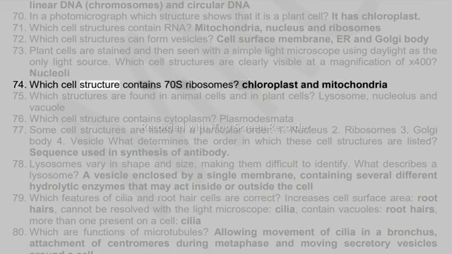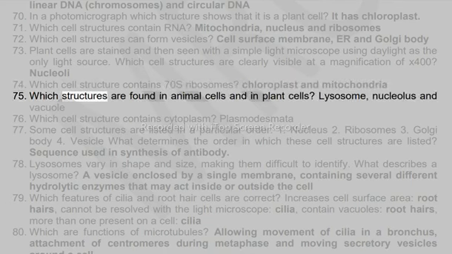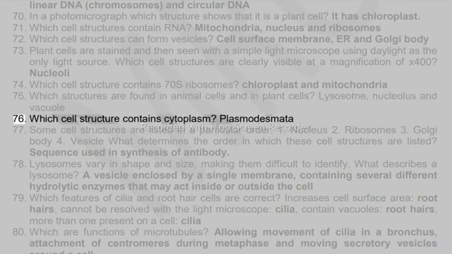74. Which cell structure contains 70S ribosomes? Chloroplast and mitochondria. 75. Which structures are found in animal cells and in plant cells? Lysosome, nucleolus, and vacuole. 76. Which cell structure contains cytoplasm?